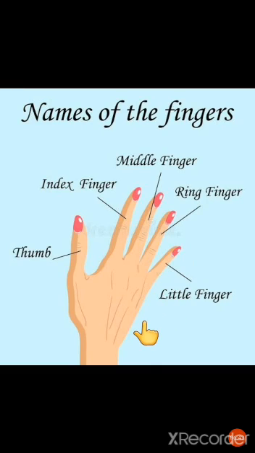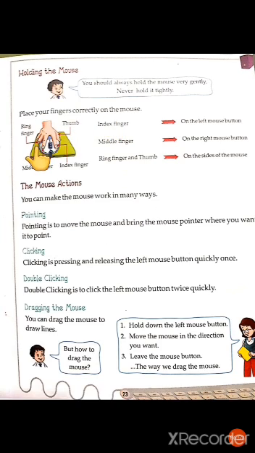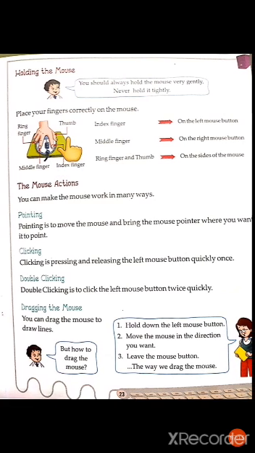Okay. Now I will tell you how you can place your fingers on the mouse. Now look at this. The ring finger, little finger and middle finger we always keep on the right mouse button. And we always keep our index finger on the left mouse button. And here you can see the thumb.